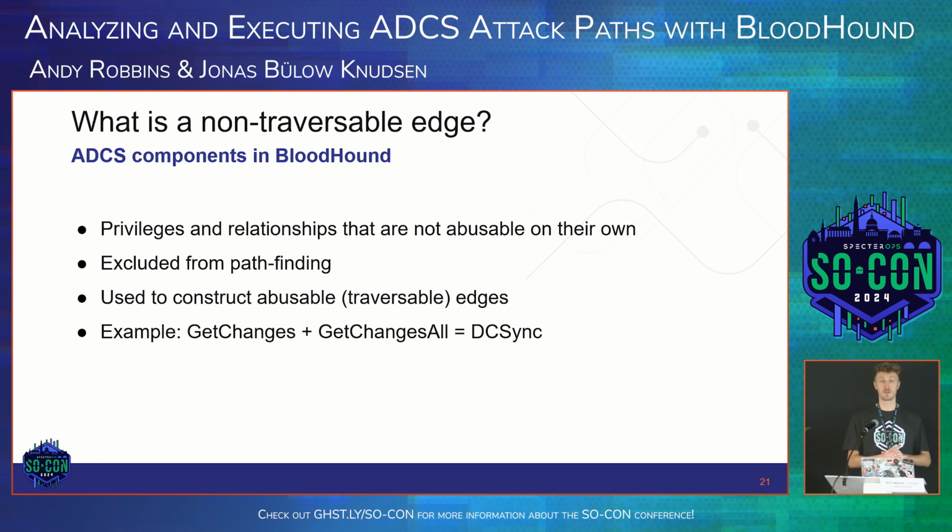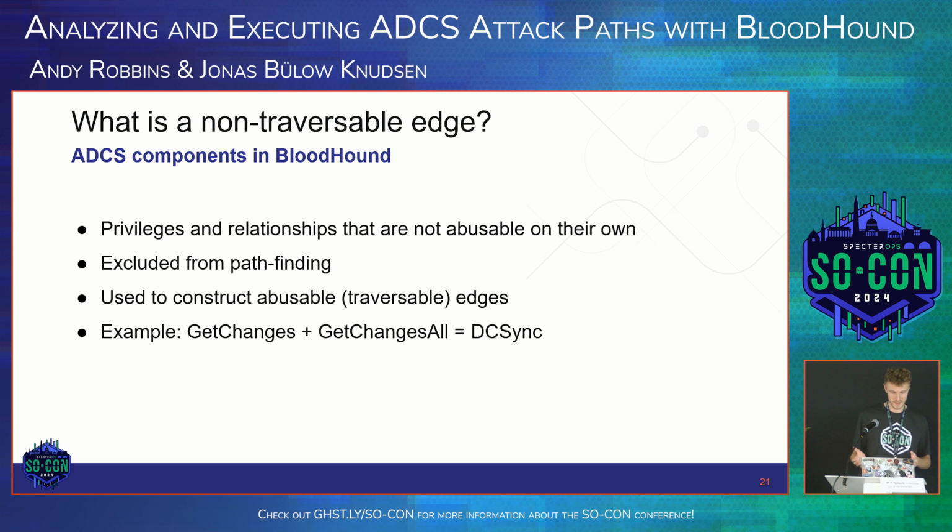So first of all, a traversable edge is the kind that you typically see when you search for an attack path in BloodHound. So if I search from my user to Domain Admins, I might see AdminTo edges, ForceChangePassword, and so on. These non-traversable edges are edges that are not abusable on their own. So they are not included in pathfinding. But we use these edges to construct other edges.